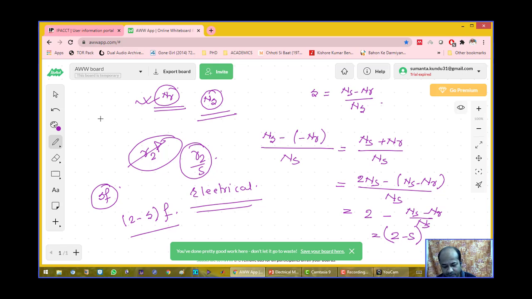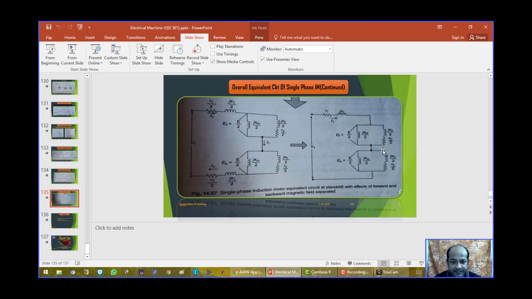So this is the only thing we have to incorporate in comparison to the equivalent circuit of the standstill condition. Here R2 by 2 becomes R2 by 2S, and here R2 by 2 becomes R2 by 2 into (2 minus S). So the slip term appears in the resistance, represented by a variable resistance to represent the electrical equivalent of the mechanical power developed.